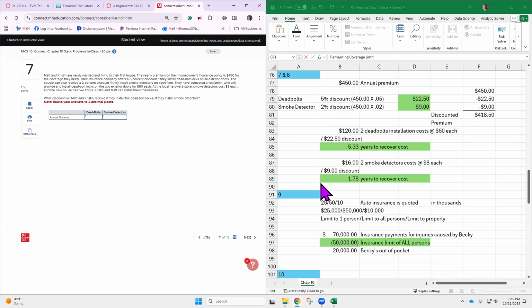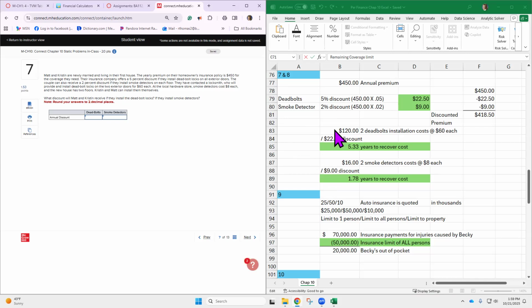They have contacted a locksmith who will provide and install the deadbolt locks on the exterior doors for $60 each. So there's 2 exterior doors for $60 each. At the local hardware store, smoke detectors cost $8 each, and the new house has 2 floors. So you'll want one on each floor. So Kristen and Matt can install those themselves. So what discount will Matt and Kristen receive if they install the deadbolts?